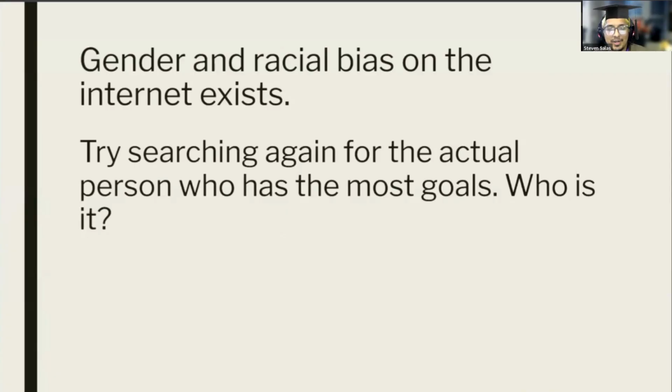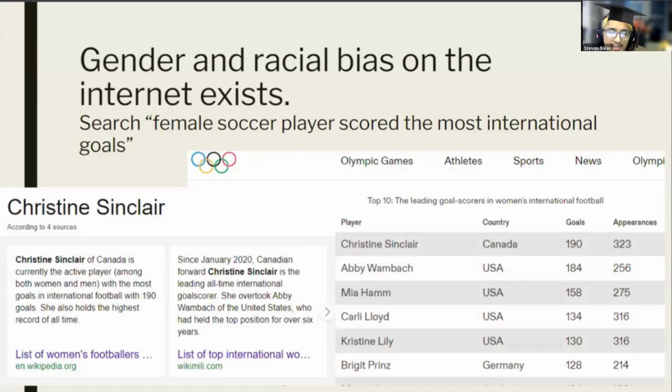Oh, I guess I did want to emphasize a little more that gender and racial bias on the internet exists. Try searching again. Who is it? 5, 4, 3, 2, 1. Christine Sinclair of Canada is currently the active player among both women and men with the most goals in international football, with 190 goals. So the last one I said with Cristiano was 130, right? Since 2020, Christine Sinclair is the leading all-time international goal scorer. And I went back to the Olympics website, and there it shows up: 190 goals, 323 appearances.